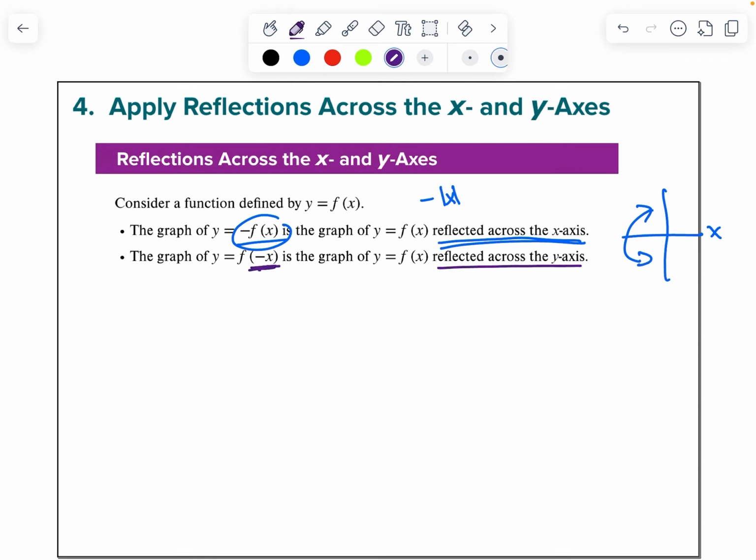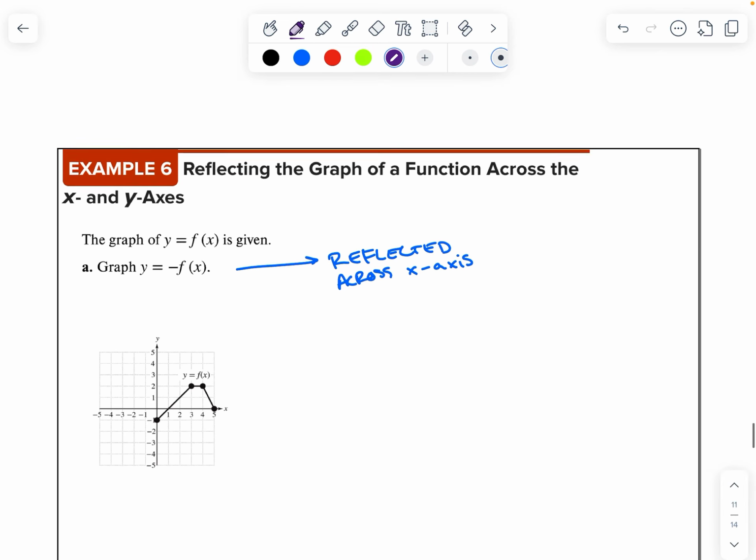If it's multiplied by a negative inside, so something like absolute value of -x, it's going to reflect it across the y-axis. So x, y, there's the y-axis. It's going to flip it this way. A negative on the inside is going to flip it left to right across the y-axis. A negative on the outside is going to flip it top to bottom across the x-axis. Let's see an example of that.